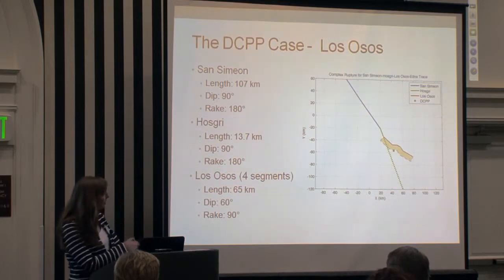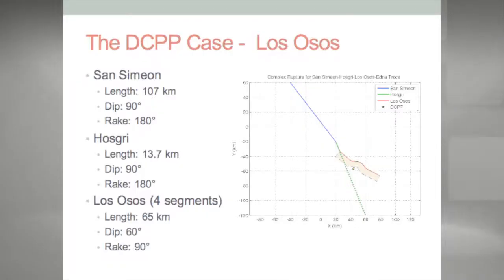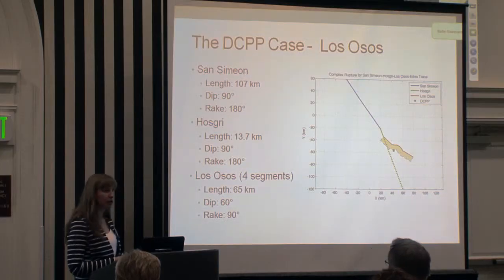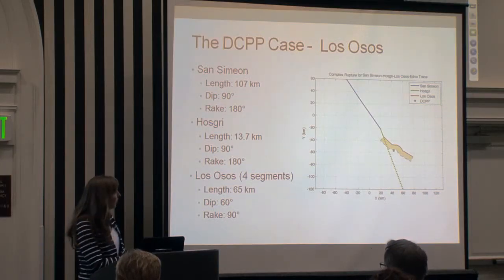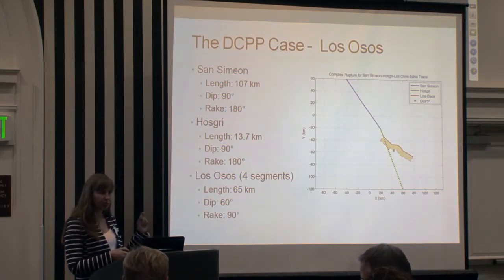So again, you have a nice long San Simeon strike slip, very small Hosgri strike slip, and then you have a fairly large reverse Los Osos. Dip is about 60 degrees on the Los Osos, which is actually about 4 segments. We're going to model it here as a rake of 90 as an example, but as you can see here for the entire system, you're now picking up a lot more that's reverse as opposed to for just the very short San Luis Bay.